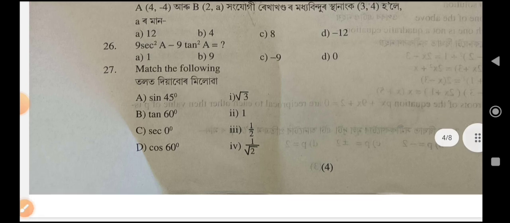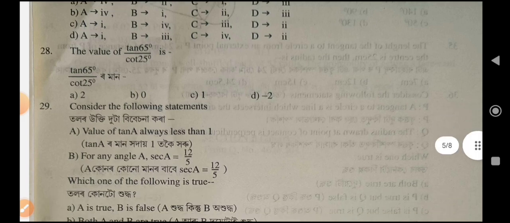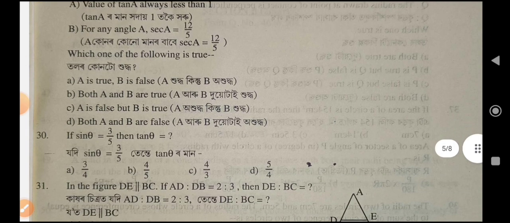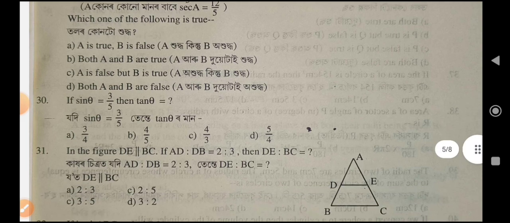Next, 27, the answer will be your option B. Next, 28, it will be option C. 29, the answer will be your option C. Question number 30, the answer will be option A. 31, it will be C.